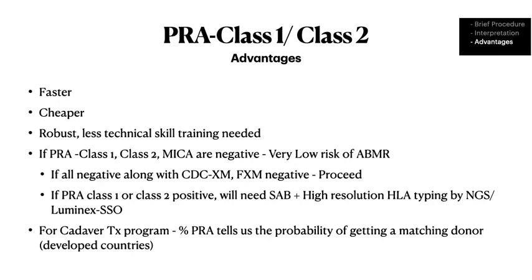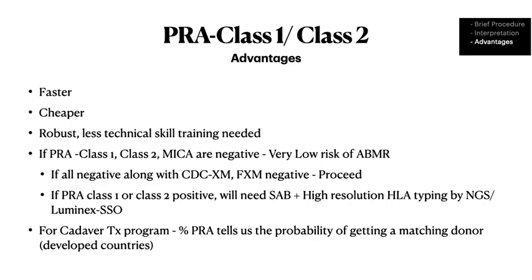So again, none of these tests test the non-HLA antibodies. So immunological events because of the presence of non-HLA antibodies can happen, but the anti-HLA antibodies are not there. That is if all three are negative. If PRA class 1, class 2 is positive, in that case we need to do a SAB along with a high resolution HLA typing by NGS or Luminex. I'll be telling you in brief about the high resolution HLA in the subsequent part of the presentation.